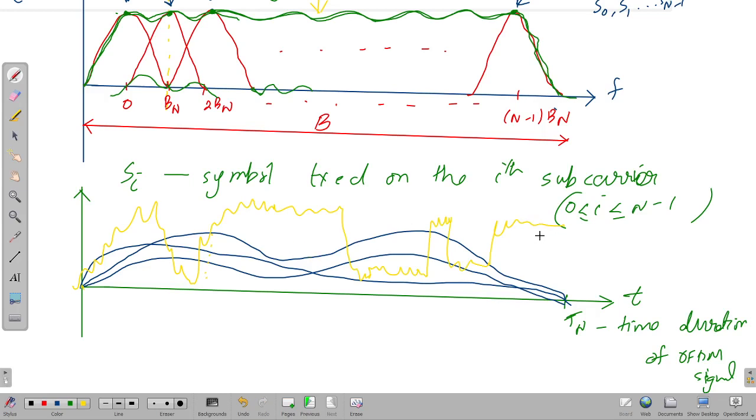Okay, it's a very irregular signal in the time domain. You cannot clearly see the subcarriers in the time domain because they have added one over the other.